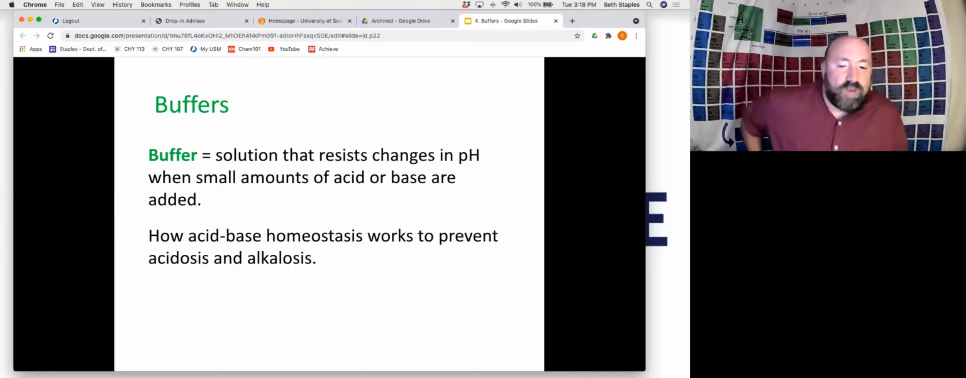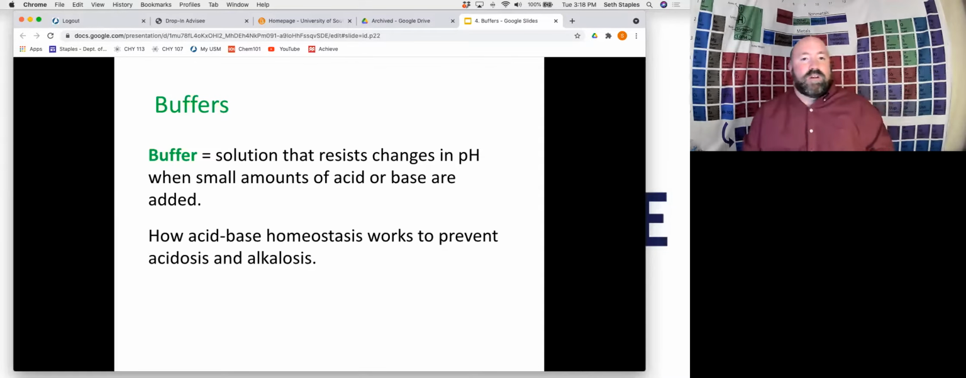In our last video, in our discussion of acids and bases, we're going to look at the properties of something we call buffers. A buffer is any solution that helps us resist changes in pH when small amounts of acid or base are added to it.